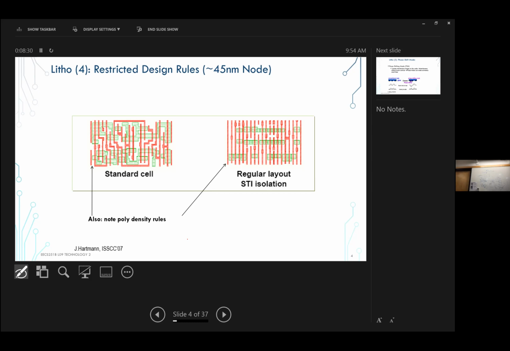There are a few other things. There are these assist features. So poly design rules, poly density rules have been added. So they are much stricter over here. There is one thing that is kind of evident when looking at these two slides.